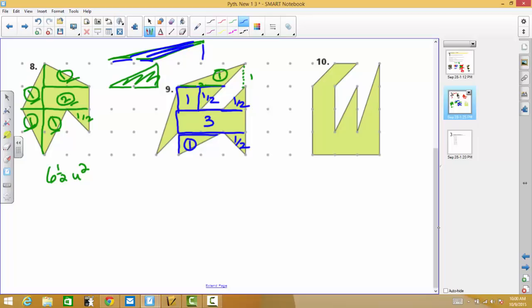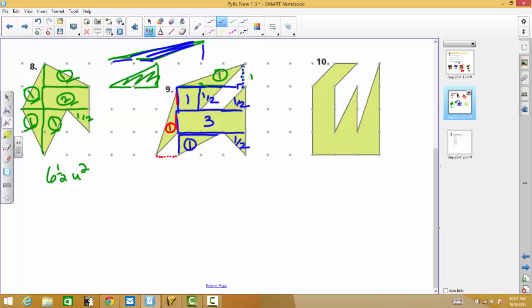So when you're finding height, you have to drop the altitude, the height, to hit where the base would have been at a 90-degree angle. So we're going to practice that again right here. This is a 2. This height is right here. The height is 1. So this 2 by 1 triangle has an area of 1.